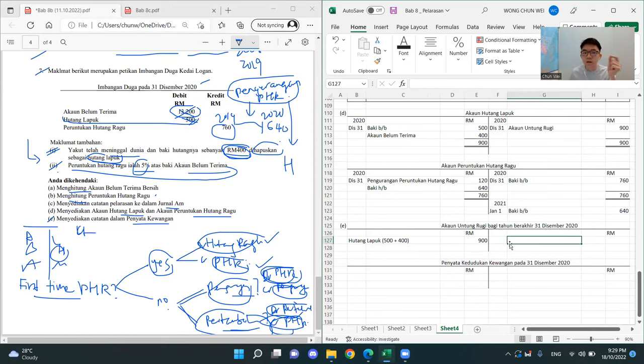Okay. And then another thing is your pengurangan PHR. Your pengurangan PHR is a hasil. Therefore, it will be shown on the credit side because on the credit side of your account is a hasil. So here you write pengurangan peruntukan hutang ragu, which is how much? 120. Put it here. Okay. Then now we come to the PKK. The PKK, what do we record? We record for the ABT. You see the ABT? So I have to record here. So your asset semasa.